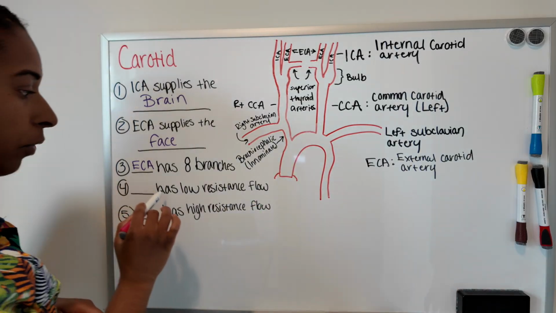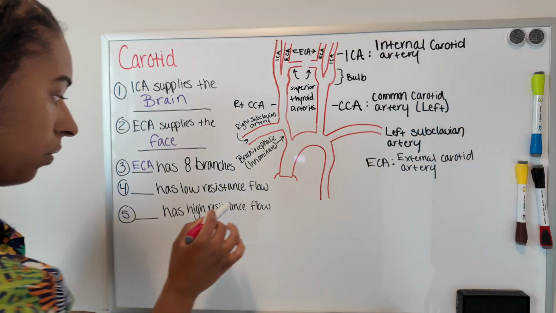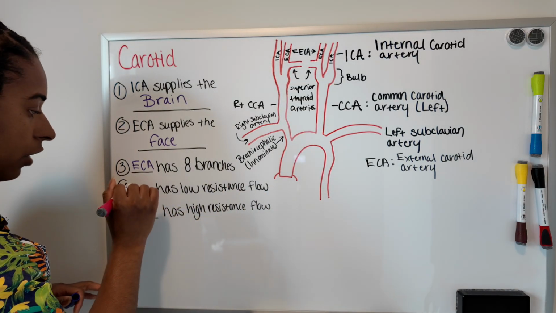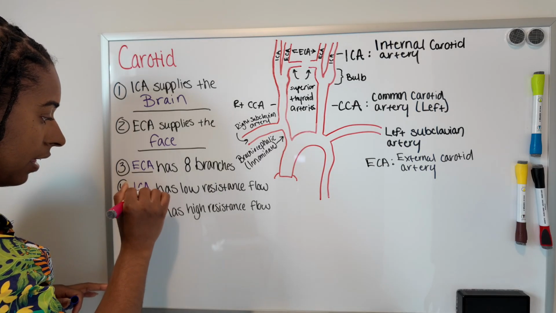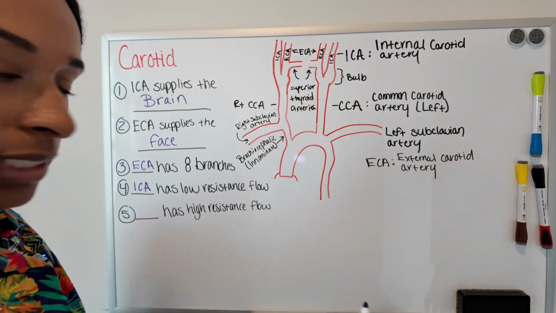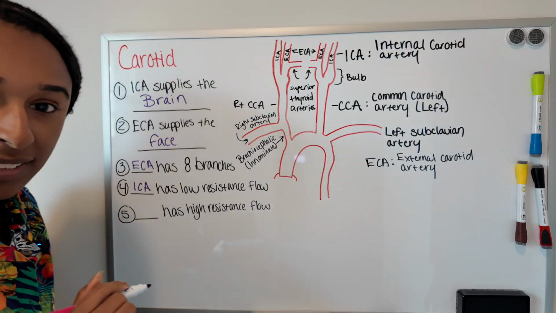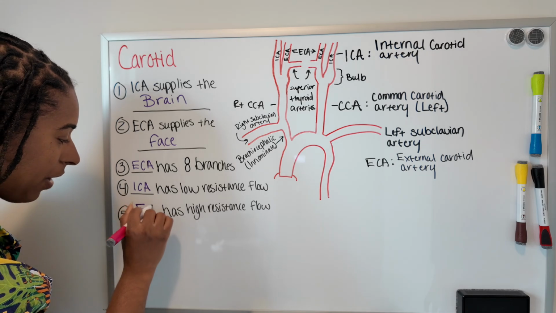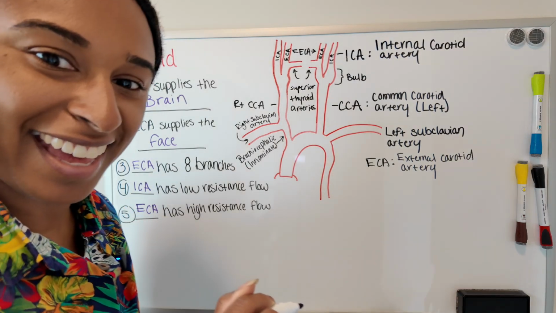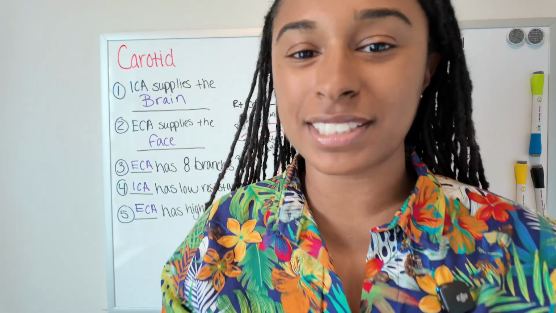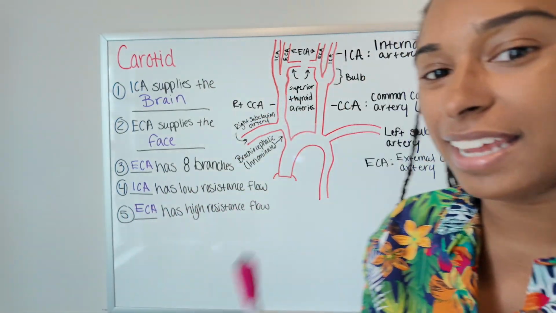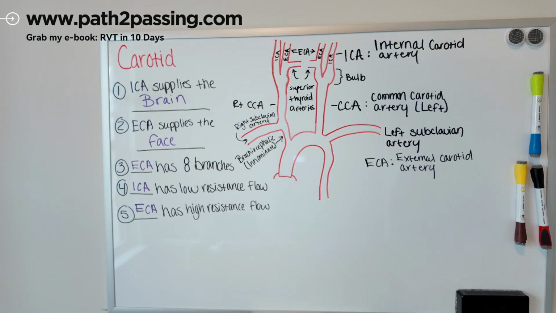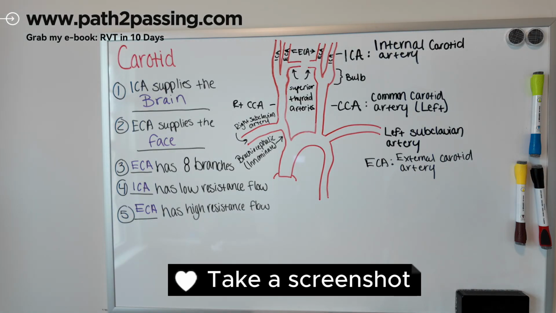So next, which one has low resistive flow? Low resistive flow, that is going to be your ICA. And then which one has high resistance flow? Go ahead, guess. I'm sure you know the answer. It's not many choices. It is the ECA, okay? The ECA. So I hope that you now better understand the carotid and its branches into the ICA, ECA. Go ahead, take a screenshot if you need to.